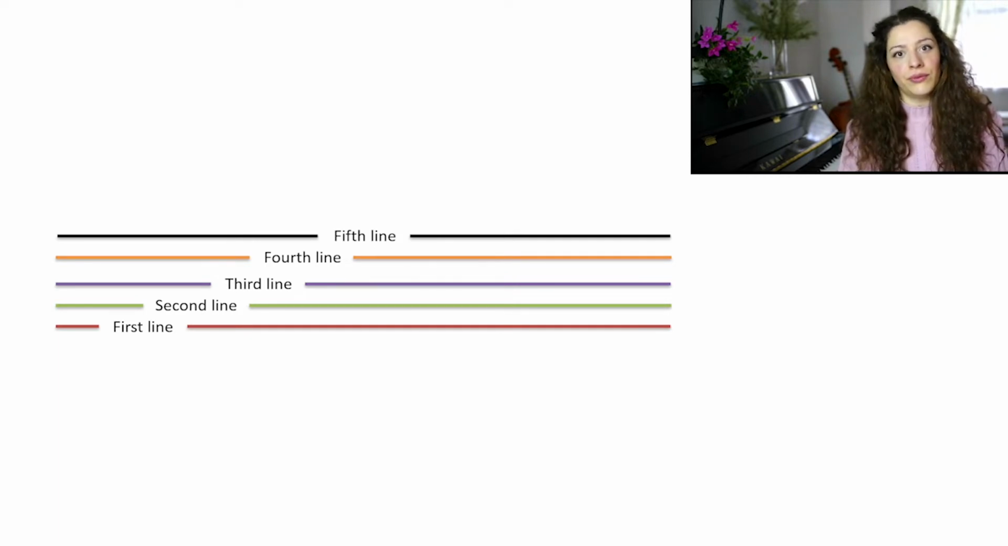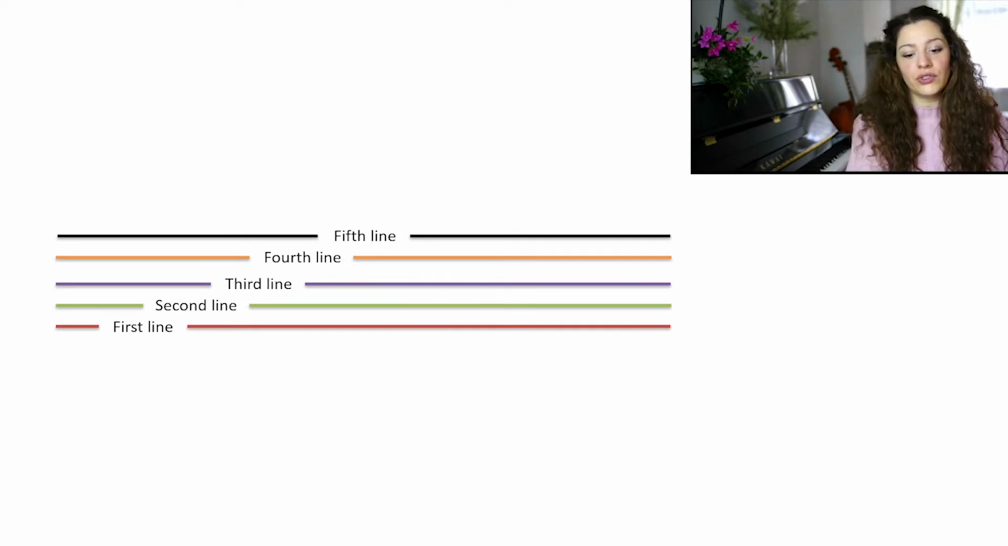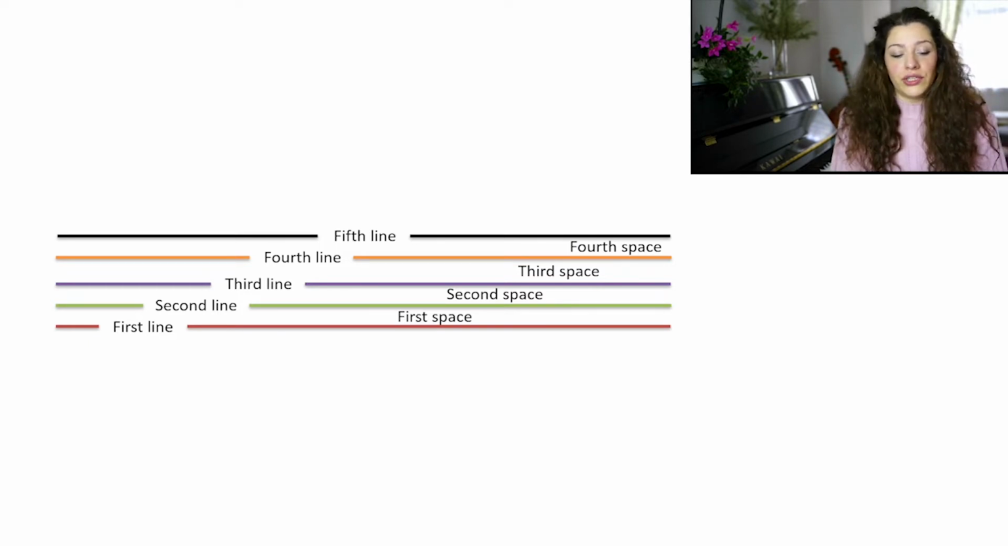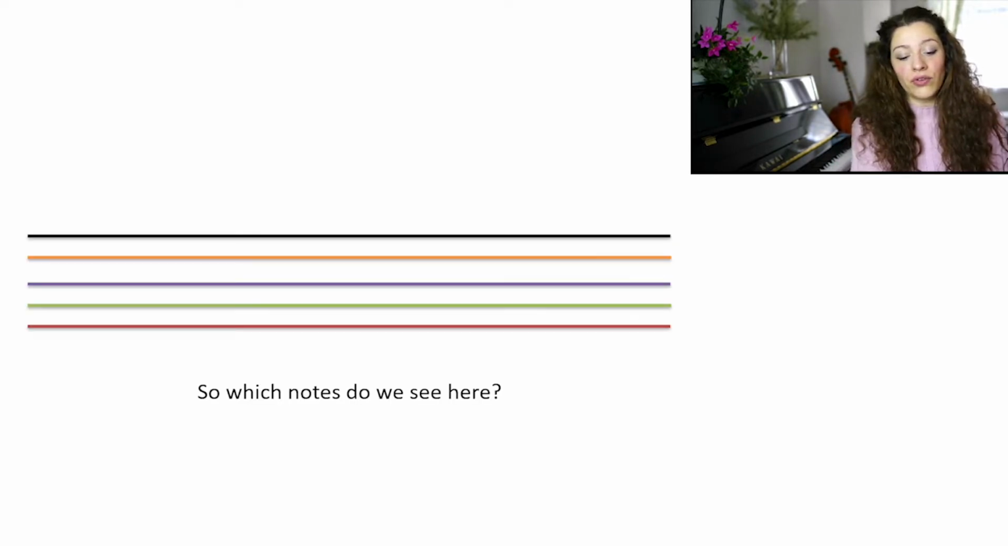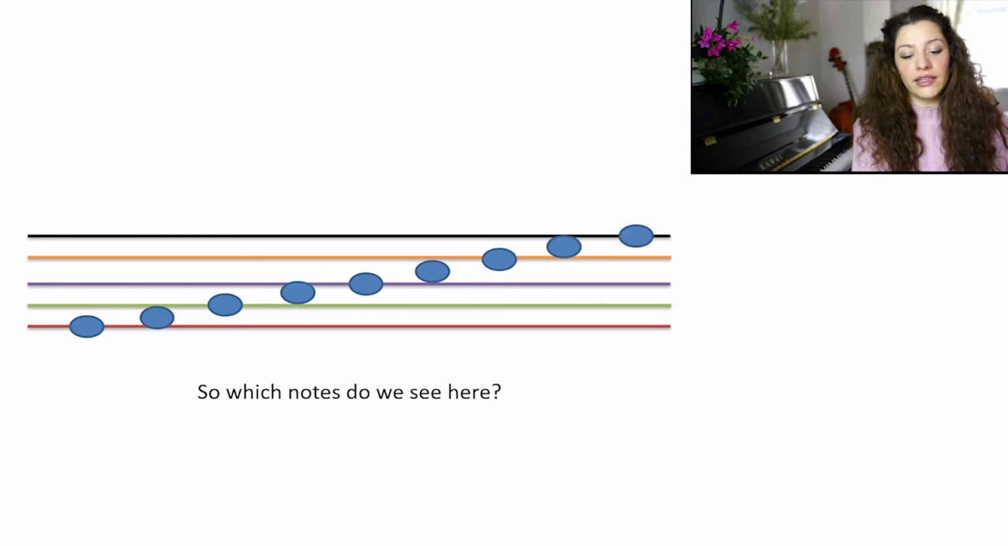We have to make sure that we also know how to find the spaces. So from the bottom, first space, second space, third space, and fourth space. The musical notation uses the first 7 letters of the English alphabet: A, B, C, D, E, F, G. The notes move up and down on the stave. Each line and each space represent a note, so there are 9 notes here. 1, 2, 3, 4, 5, 6, 7, 8, 9 notes.